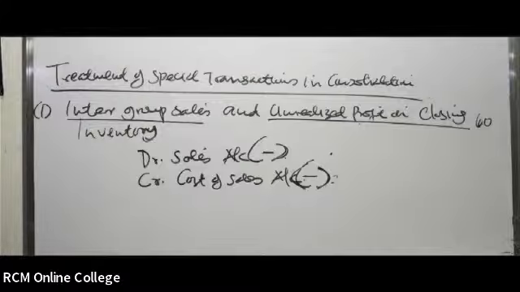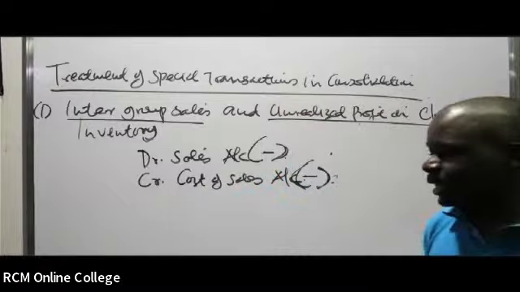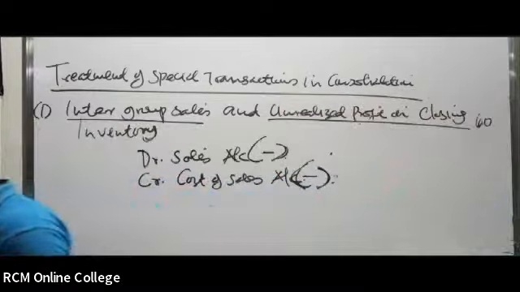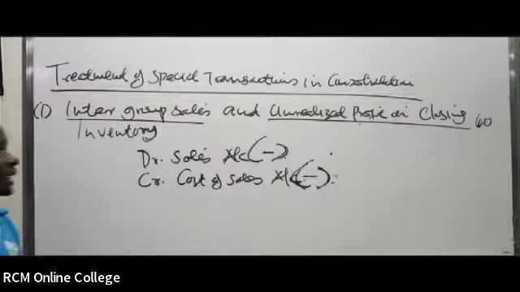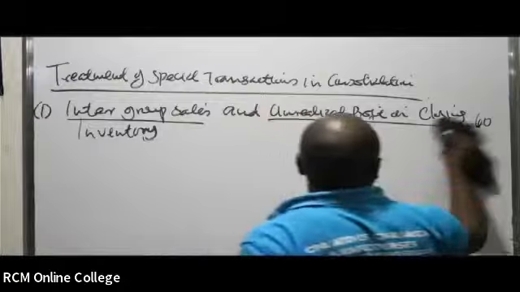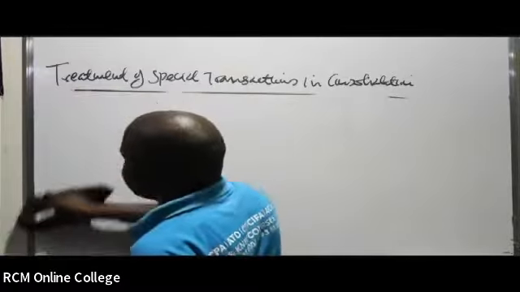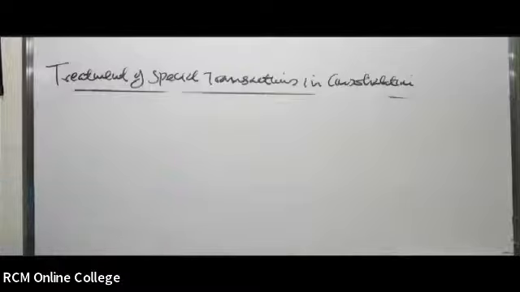Then you write this. This is now the master statement, how you treat that unrealized profit. Full stop. You write: the unrealized profit will be eliminated as follows. You have to eliminate that unrealized profit. Then you put a semicolon.